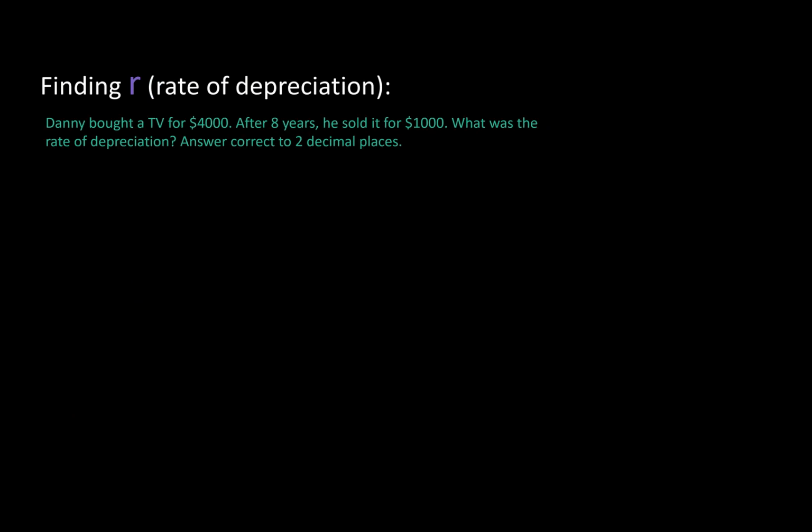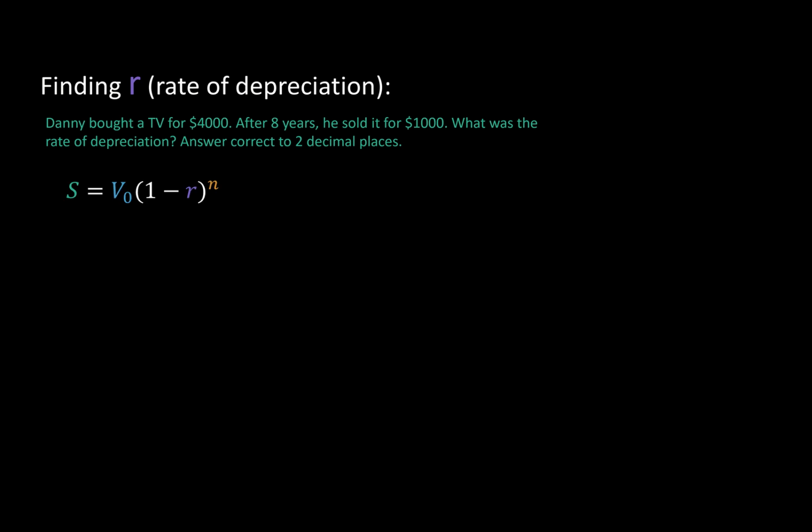The third might be finding the rate itself. So what percent it was depreciating by each time period. So Danny bought a TV for $4,000. After 8 years, he sold it for $1,000. What was the rate of depreciation? Answer correct to 2 decimal places. So we're still answering correct to 2 decimal places, but this time we're not finding a dollar amount, we're finding a rate, but we'll get back to that.